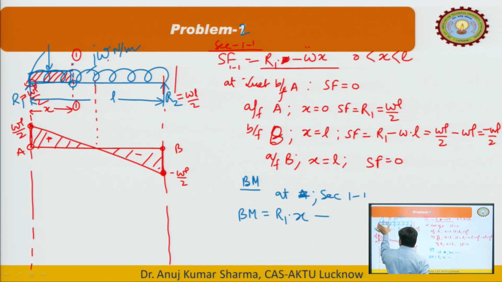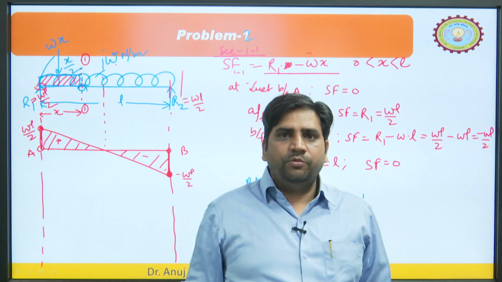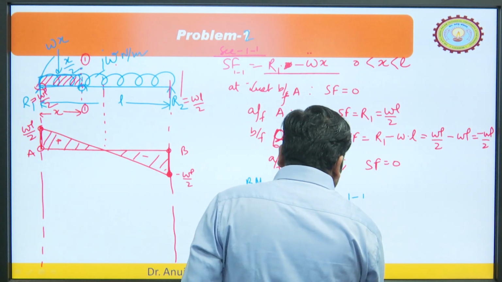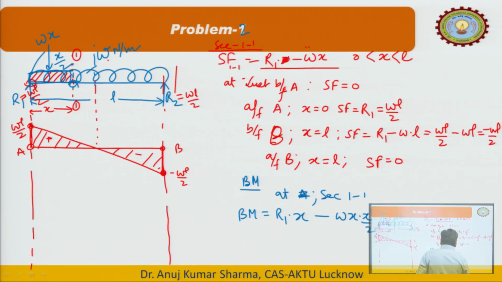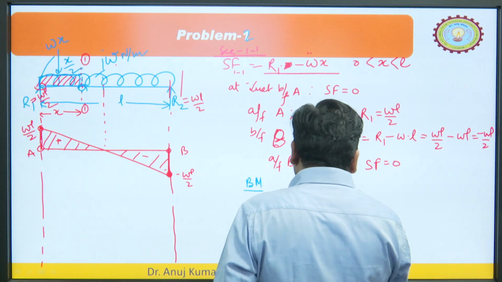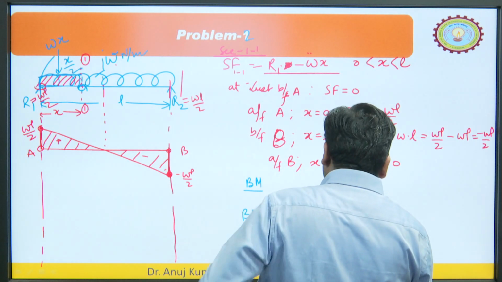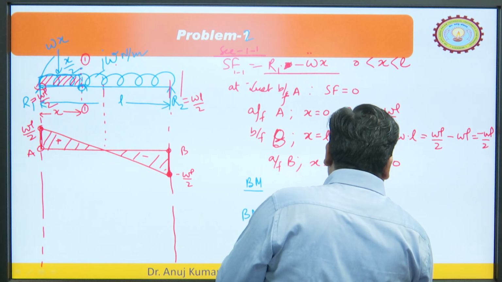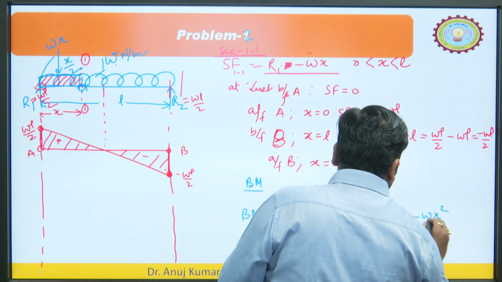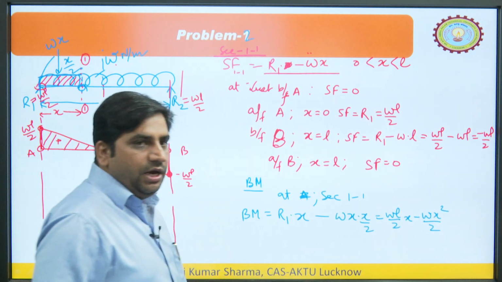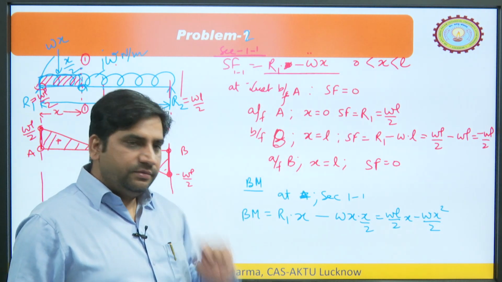So, the bending moment of this section about this point, section 1-1, would be equal to the load W into x, and that will act at a distance of x by 2. So, what would be the bending moment? That would be in the anti-clockwise direction, W into x by 2. So, you can see here the equation is quadratic. So, R1 means W L by 2 into x minus W x square by 2. It is the quadratic equation and it would be valid from left to right for the whole length.